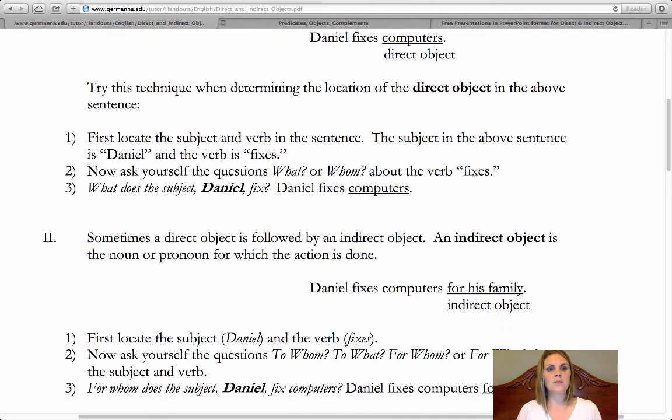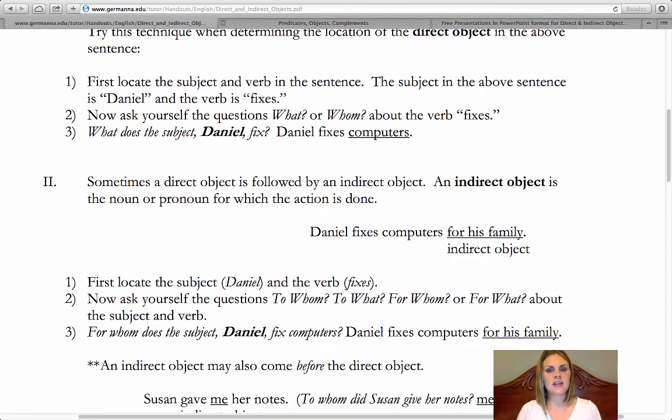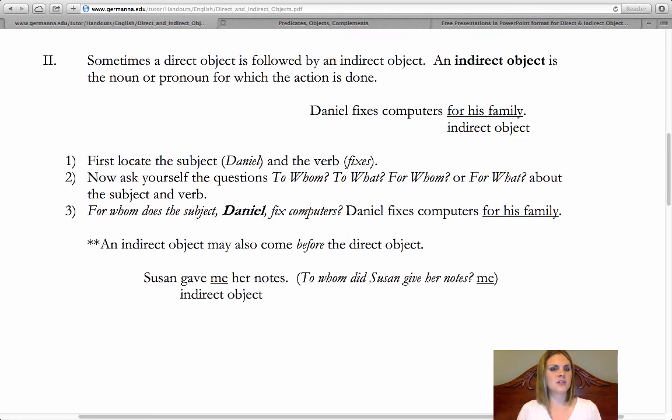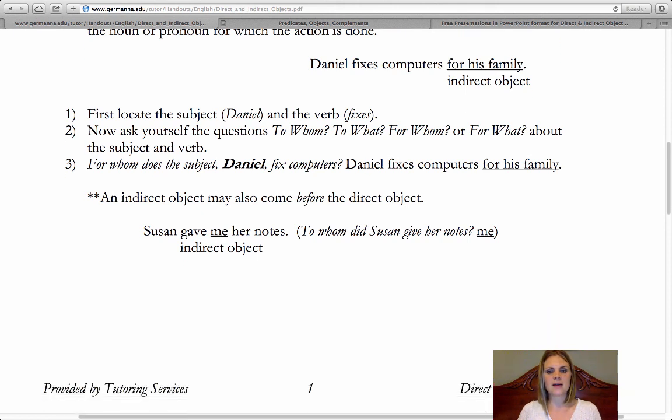Okay? And then if we skip down here to Roman numeral 2, sometimes a direct object is followed by an indirect object, but remember, not always. An indirect object is the noun or pronoun for which or for whom the action is done. Daniel fixes computers for his family. So Daniel fixes what? Computers for whom? His family. Yay!